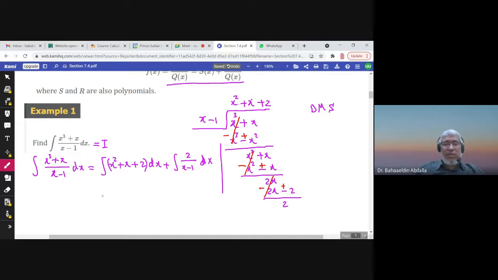So now it is easy to evaluate the integral. The integral of x squared is x cubed over 3. The integral of x is x squared over 2. The integral of 2, and 2 can be taken out, and the integral of 1 over x minus 1 is ln of the absolute value of x minus 1, plus c. That would be the integral, the answer.